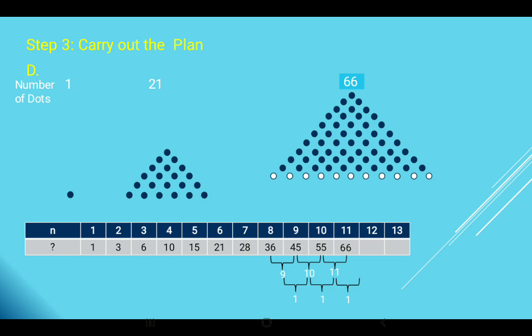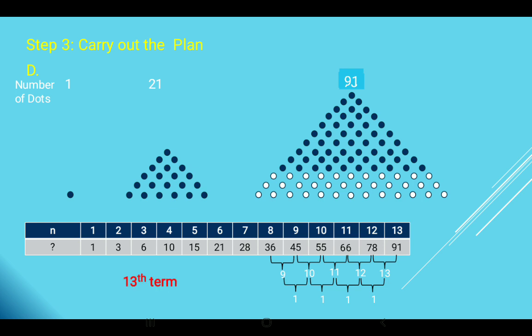Next, 11 plus 1 is equal to 12. And 66 plus 12 is equal to 78. So, nakita niyo, nagbago na naman yung figure. Dumagdag na naman ng 12 dots sa ilalim. Naging 78 dots na siya. Next, 12 plus 1 is equal to 13, and 13 plus 78 is equal to 91. So, ibig sabihin, meron tayong triangular number na merong 91 dots. At ito yung pang 13th term.